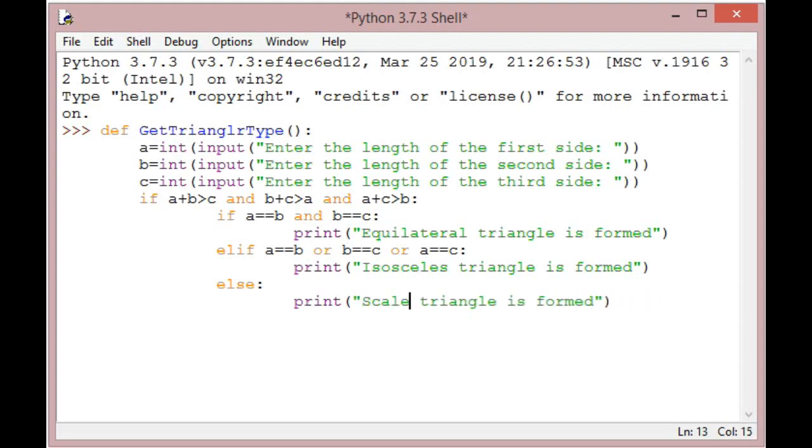Now see, else what shall I print? Right, no triangle is formed. So with this the program ends. Now let us see whether this is responding to the result correctly or not. So I have to call this function.